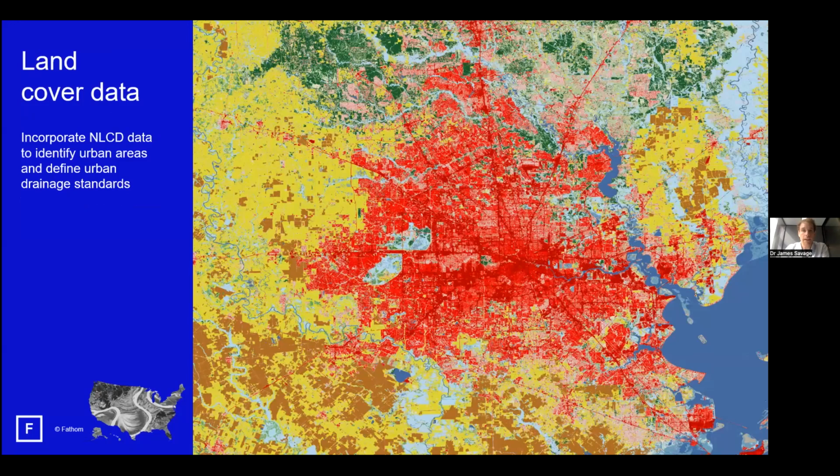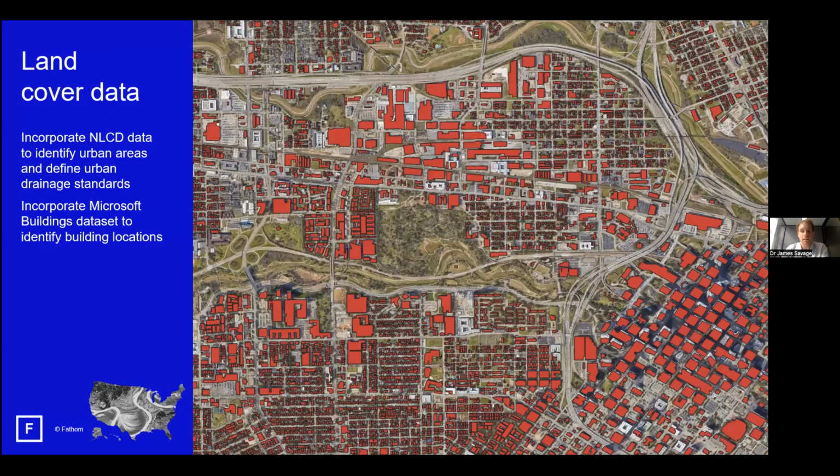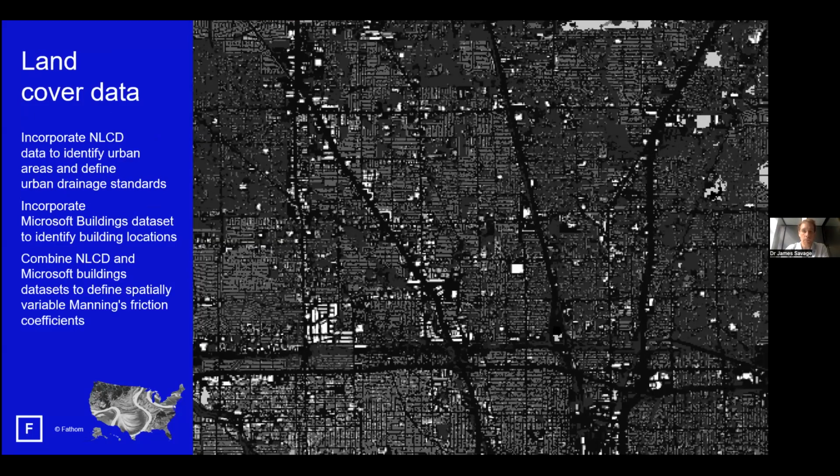So another thing we've done is we've incorporated the NLCD data. We've used this to identify urban areas, and we use this to define urban drainage standards within our pluvial model. We also extract buildings data from the Microsoft Buildings dataset to identify the locations of buildings. We then combine the two datasets to define spatially variable Manning's friction coefficients, which we use within the hydrodynamic model. So yeah, that covers some of the bigger changes that we've made to our hydraulic models since we last undertook modeling in the US.